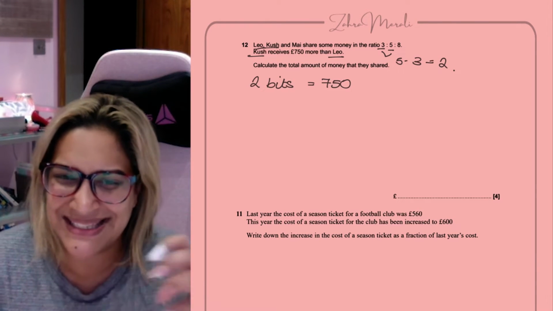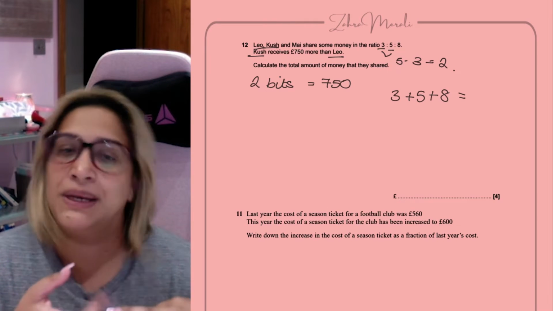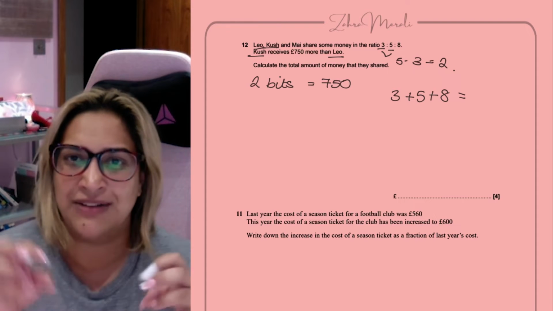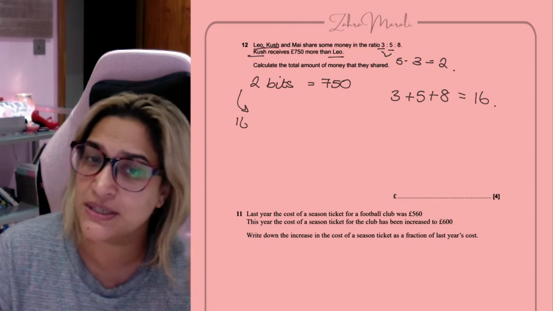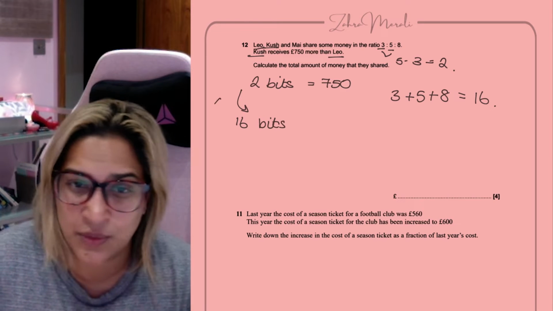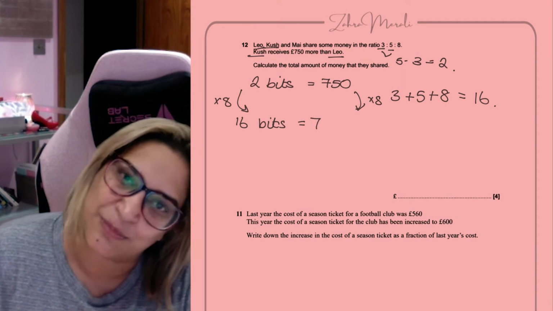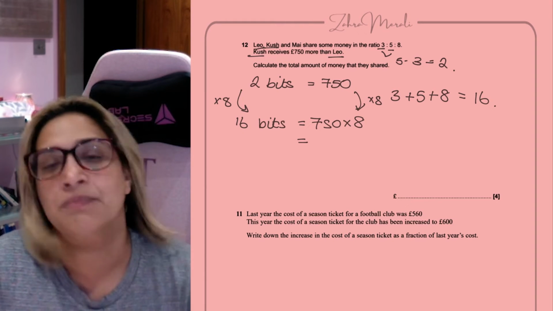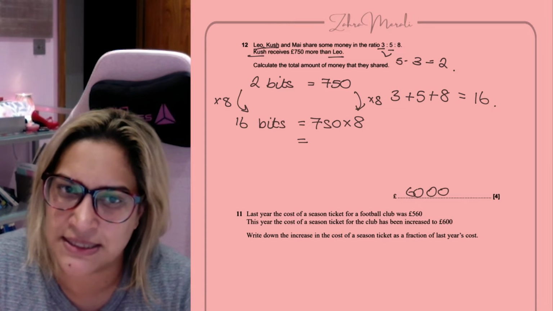How many bits are they all together? Well, we've got 3 plus 5 plus 8. So all together, their total amount of bits of money, if you like, is 16. To go from 2 to 16, remember we're always multiplying, we're not looking at adding, we multiply by 8. So we multiply the other side by 8. And we use 750 multiplied by 8 gives you the value that you need, which is 6,000.